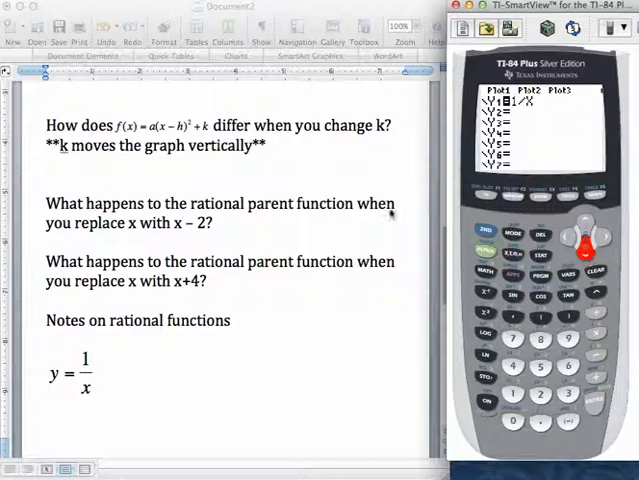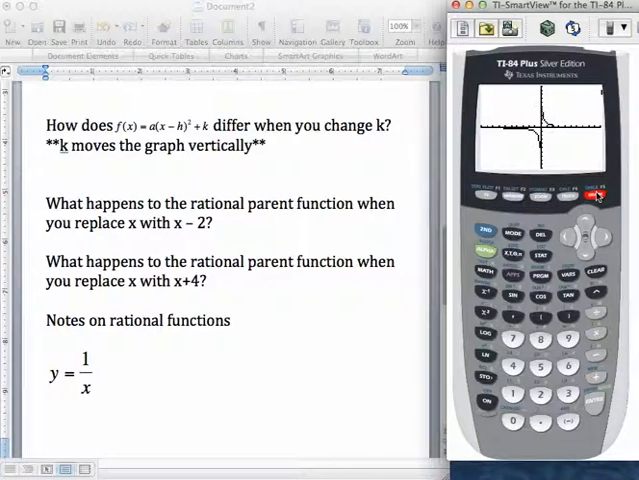So that's there. When you replace x with x minus 2, I'm going to put 1 over x minus 2. But since it's a group of stuff, you've got to put it in parentheses. If you don't put it in parentheses, it's going to treat it like a fraction. It's going to treat it differently. So make sure you group it. Okay? So we go to graph.